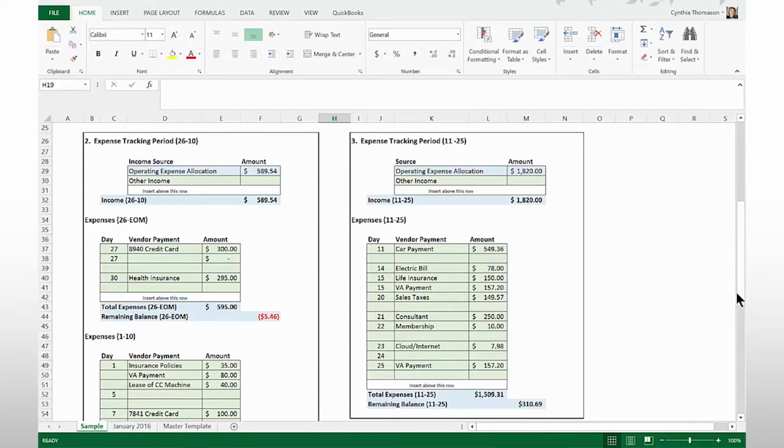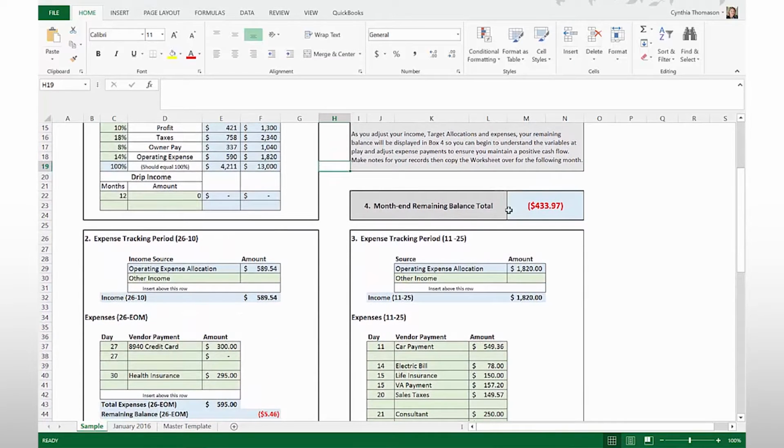So in this situation, when we look back up at the final tally, which is box 4, we see that looking at the income coming in that is allocated to operating expenses for the first part of the month and for the last part of the month, then deducting the expenses that happened during the first part of the month and the last part of the month, we're going to be short for the month by about $434. So that's why this number shows in red. It means that we're not covering all of our expenses.